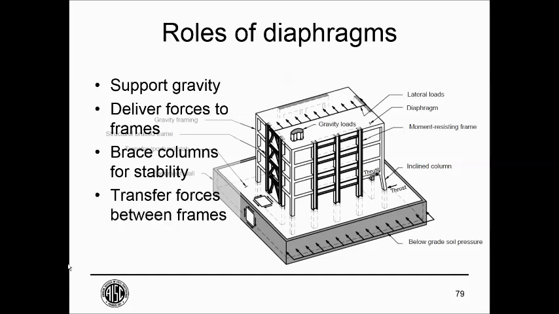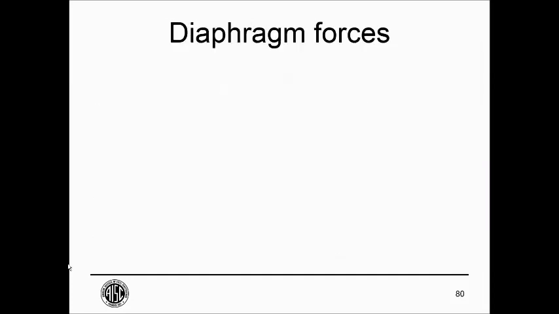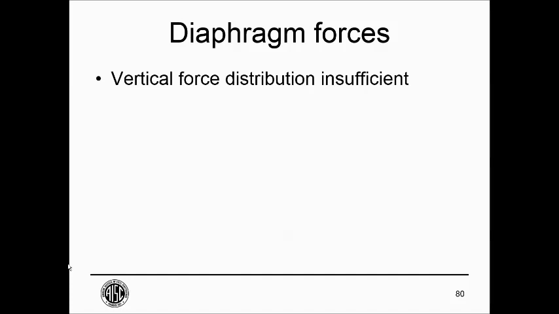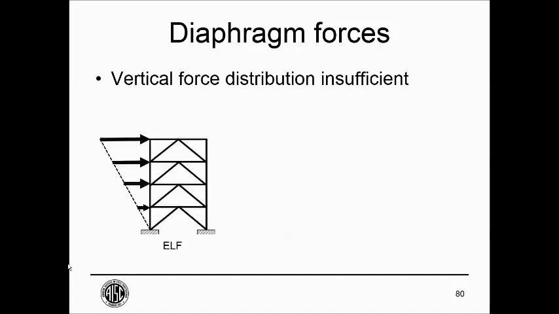The diaphragms also serve to transfer forces between frames, whether it's to overcome changes in stiffness, or as things yield or fail. A diaphragm provides redundancy by permitting forces to transfer from frame to frame. And as the building goes out to larger drift, there's P-delta thrust that the diaphragm resists and transfers to the frames. The vertical distribution of force is insufficient.